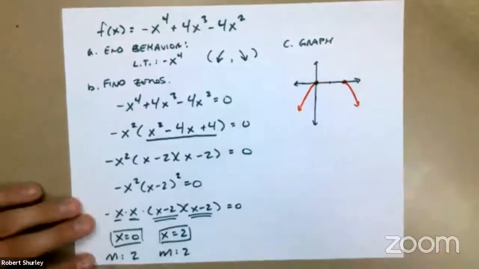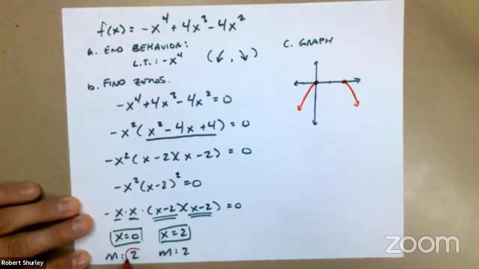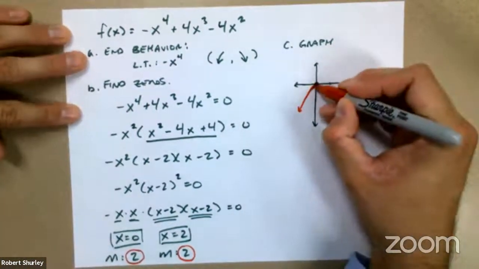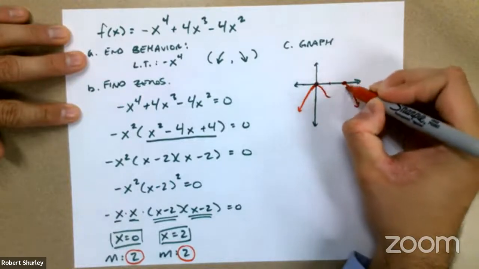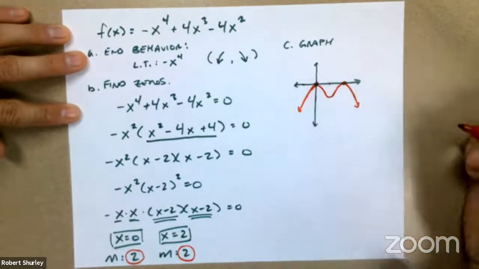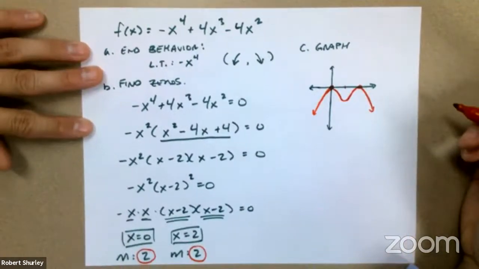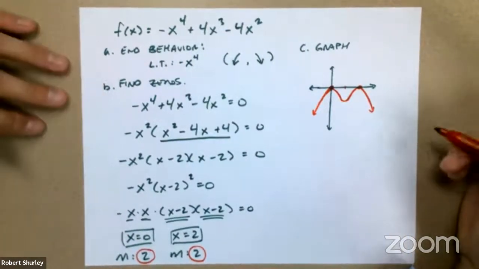But what's neat is my multiplicity on both of these is even. I've got an even on both of these for their multiplicity. So that means on both of these, they bounce. This is going to make like an M. Kind of cool. Made an M. M for might be understanding this at this point.